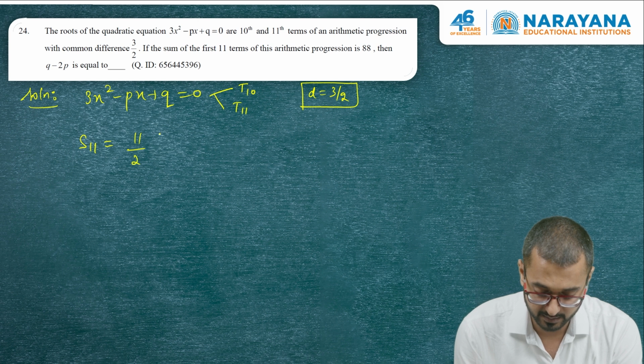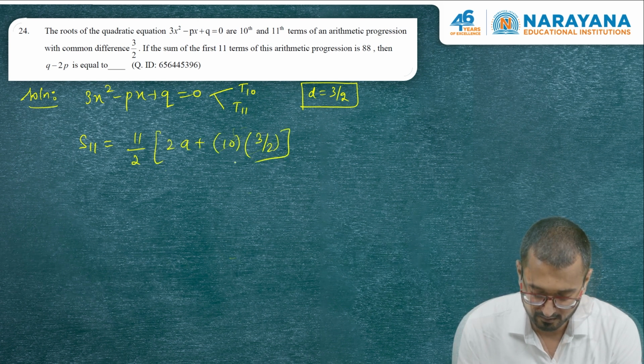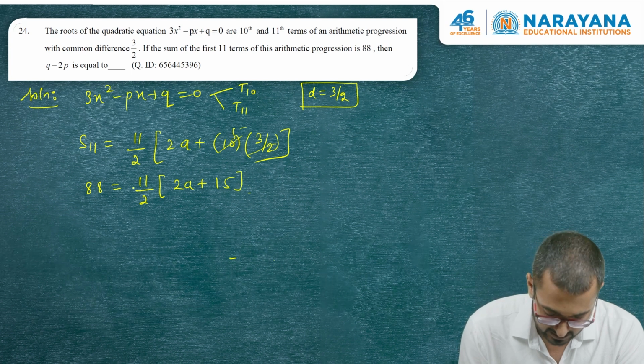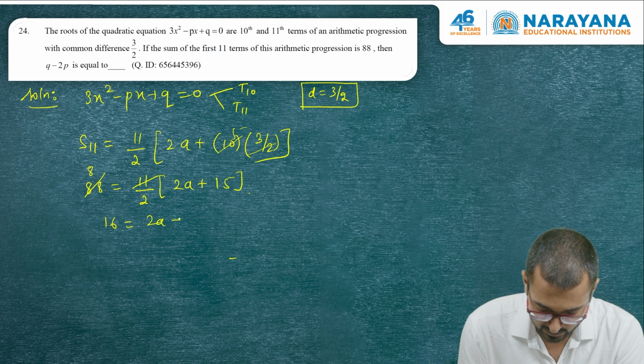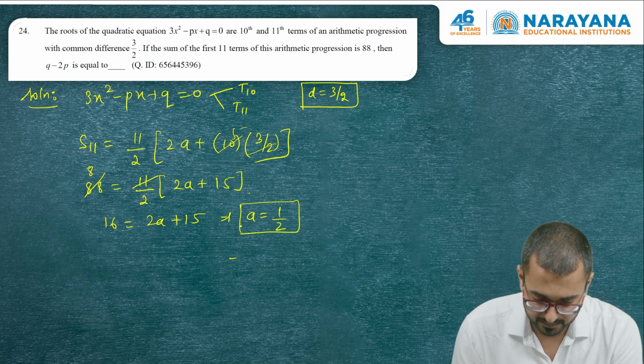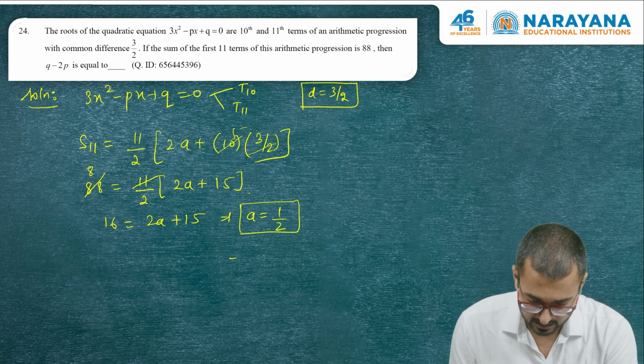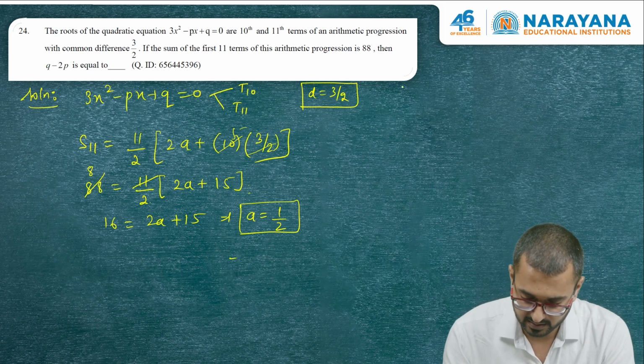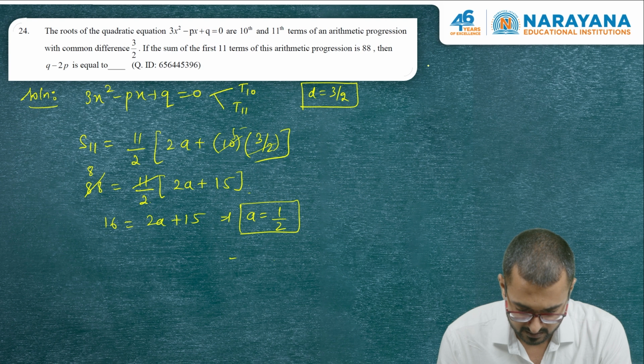So S11 is 11 by 2 into 2a plus 10 into d. So S11, 88, is equal to 11 over 2 into 2a plus 15. This 11 8s are 88, so this will give me 16. So 16 is equal to 2a plus 15. So here we get a is equal to 1 by 2. So a is now 1 by 2, and common difference is 3 by 2. Let's plug in all these values here. Sum of first 11 terms is fine.